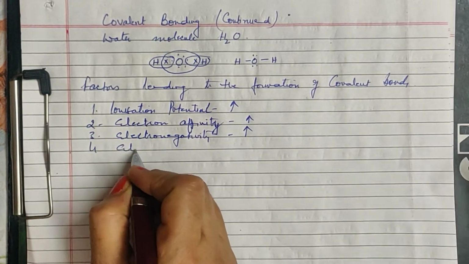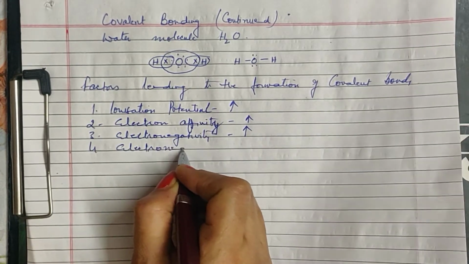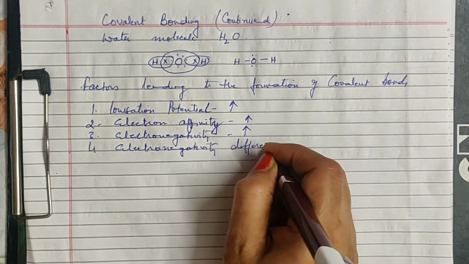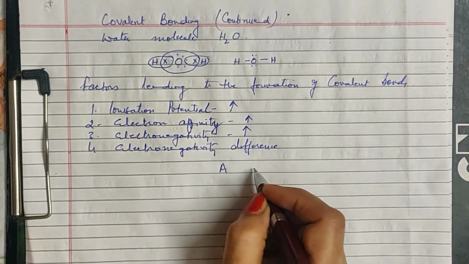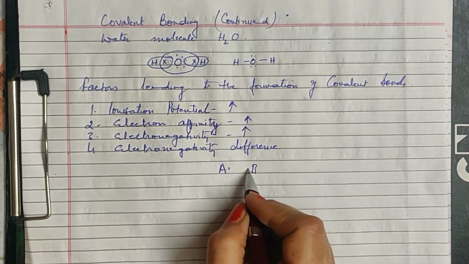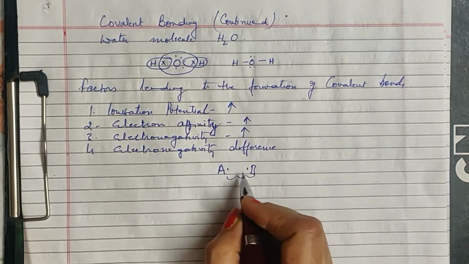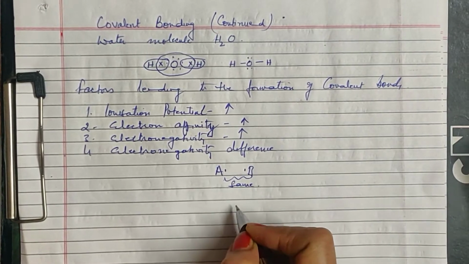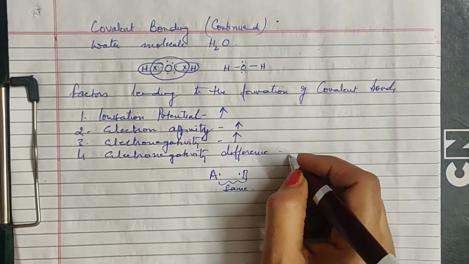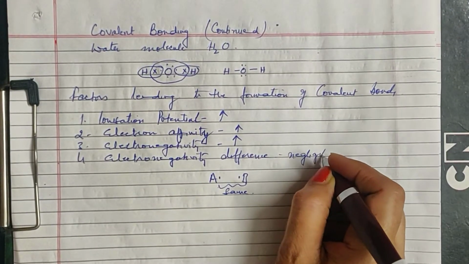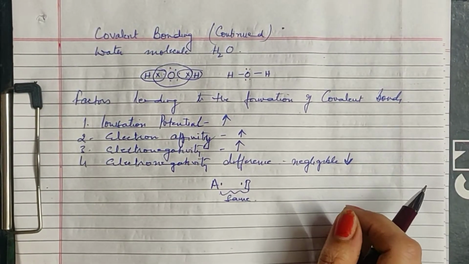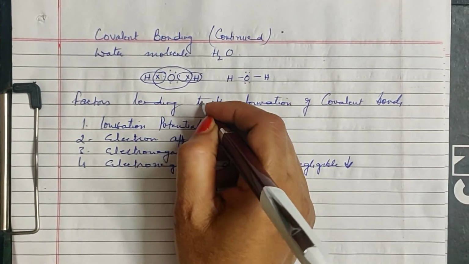And then the electronegativity difference. I explained this to you last time also. Difference means if there are two combining atoms A and B, the electronegativity of atom A and electronegativity of atom B is almost the same. If the electronegativity difference between them is negligible, very low, this will also lead to the formation of a covalent bond. So these are the factors which lead to the formation of a covalent bond.